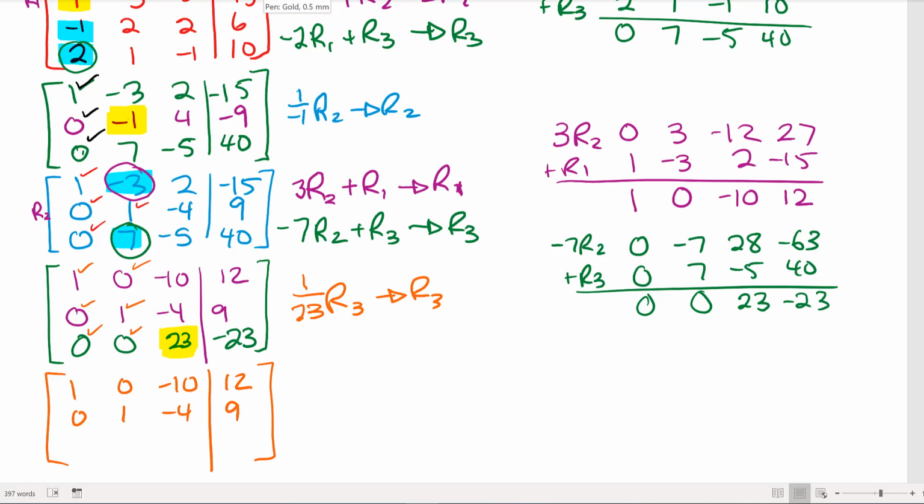When I multiply by 1/23, if that's difficult for you, you can think of divide by 23. 0 divided by 23 is 0. 0 divided by 23 is 0. 23 divided by 23 is 1. Negative 23 divided by 23 is negative 1. So in my progress check, I have a 1 where I want it. I have 0's below it. I have a 1 in the second row, second column, and 0's above and below it. I have a 1 in the third row, third column. Now what I want is 0's above and below it.